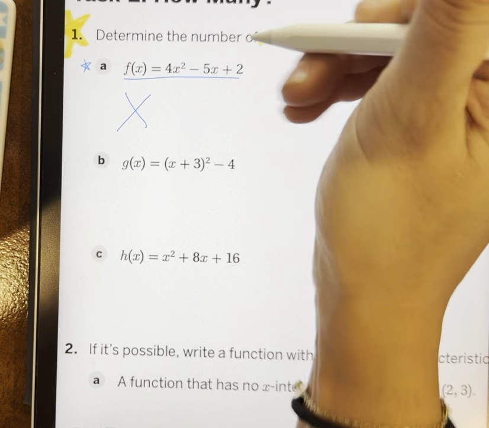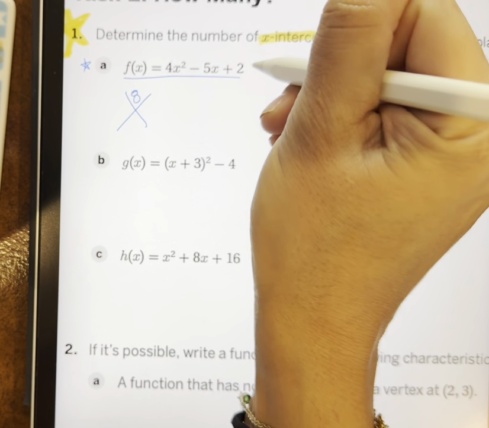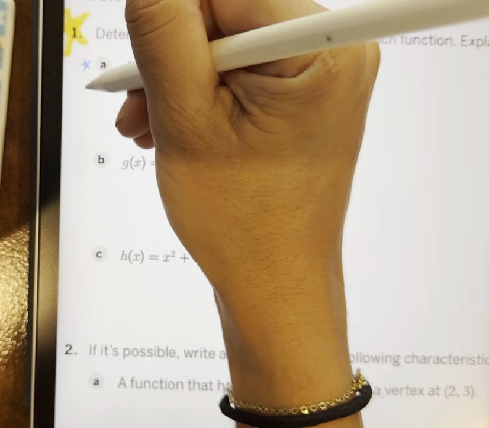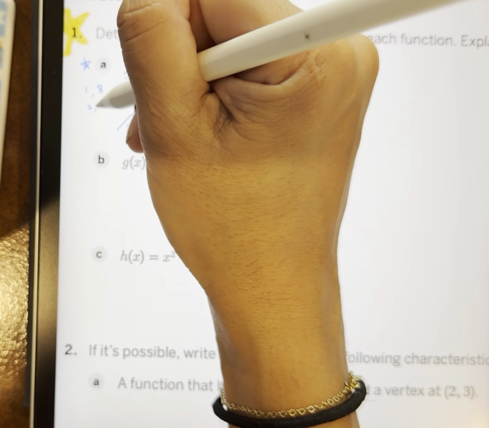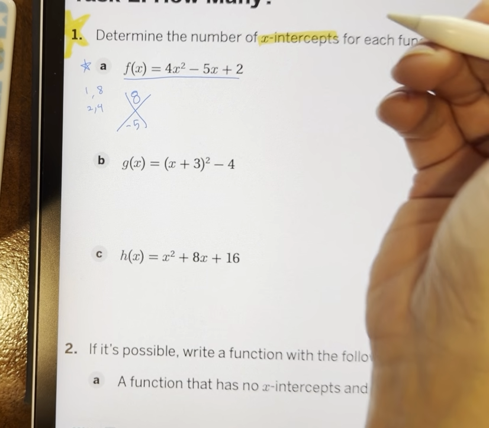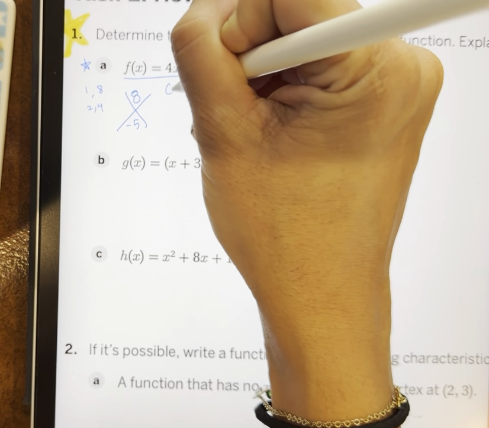Let's see what can multiply to make 8. 4 times 2. At the same time, add to make 5. 8 is only 1 and 8, 2 and 4. And none of those make 5. So this actually doesn't factor. Does it mean that it doesn't have x-intercepts? No. It could still have x-intercepts. They just might be ugly x-intercepts. So I'm going to check with quadratic formula now.